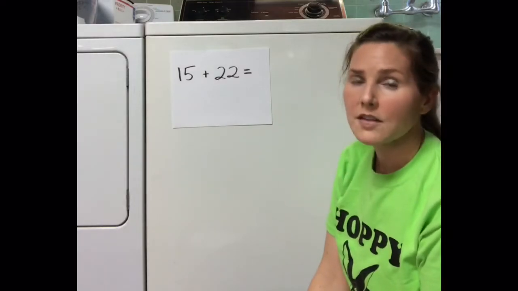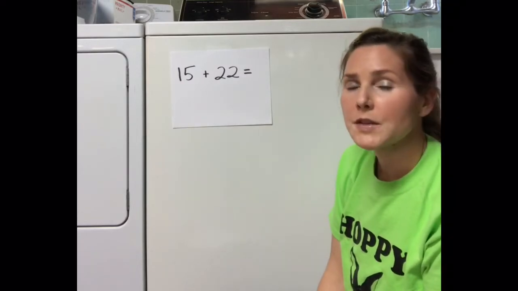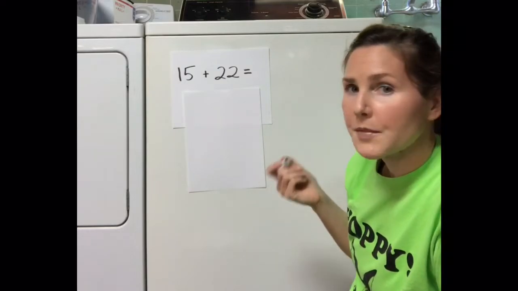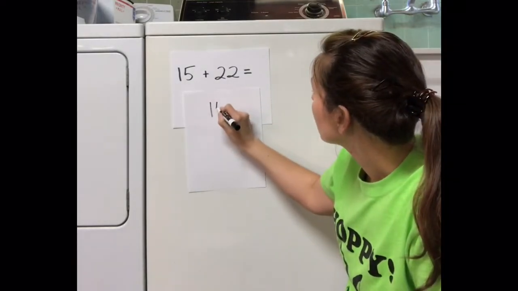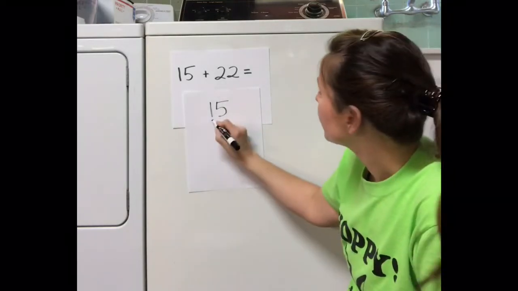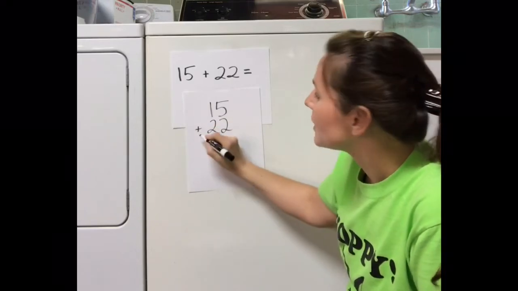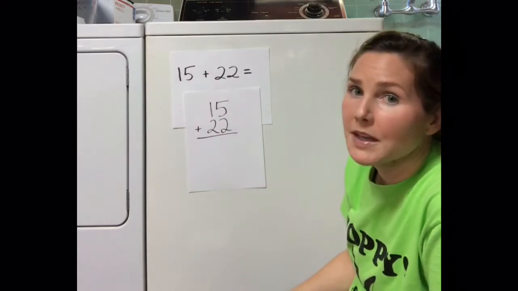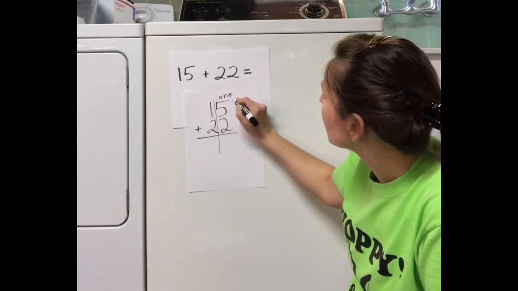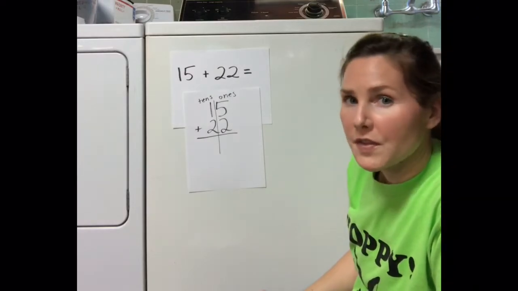Let's go ahead and try another one. This problem says 15 plus 22. So again, the first thing I'm going to do is write that problem vertically. I'm going to start with the number 15. Then right underneath that, I'll write the number 22. Here's my addition symbol, and that's going to be my equal sign. And let me go ahead and label this. Here's your ones column. Here's your tens column. And we are going to be starting with that ones column.